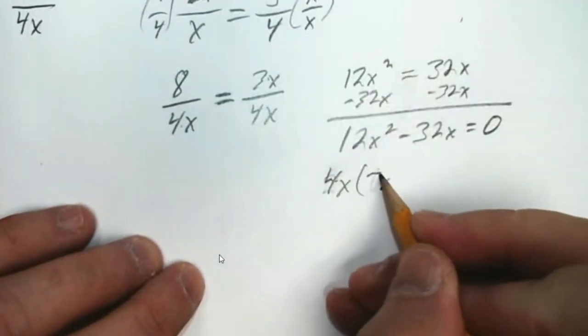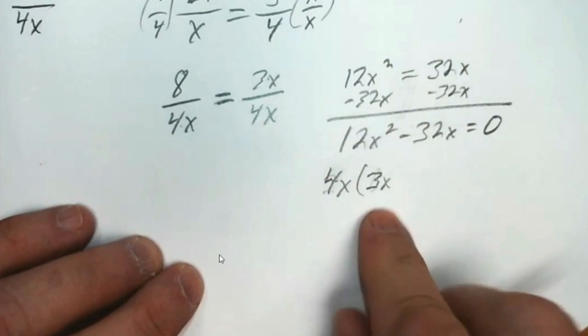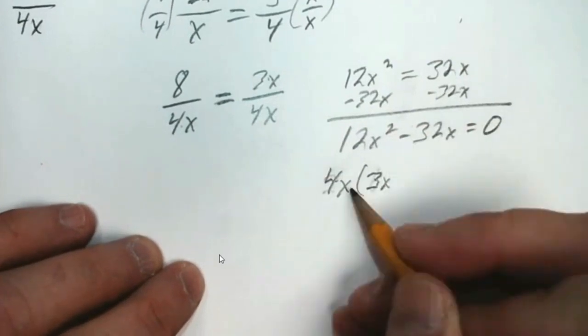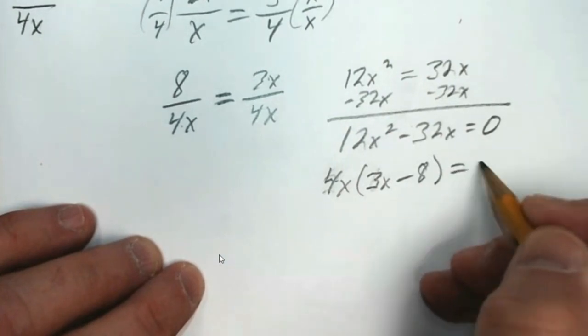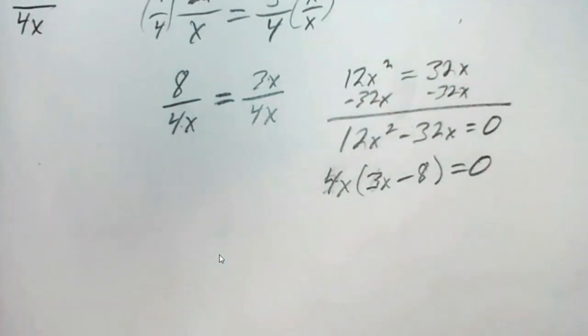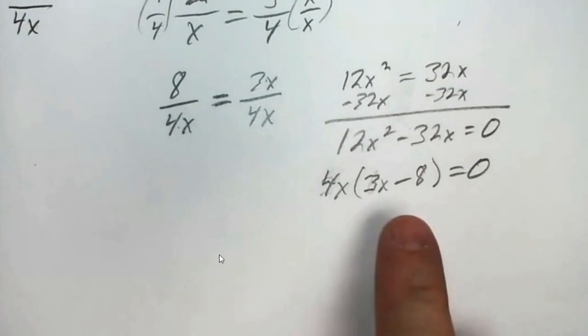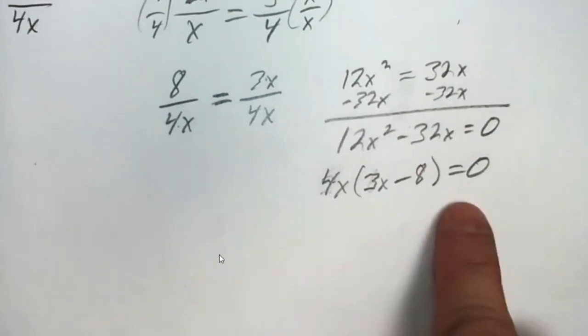4 out of 12 is 3x. That's as small as it gets. And if we pull 4x out of 32x, it's 8. Okay, so we factored out a 4x. This is as small as it gets. It can't be factored anymore.